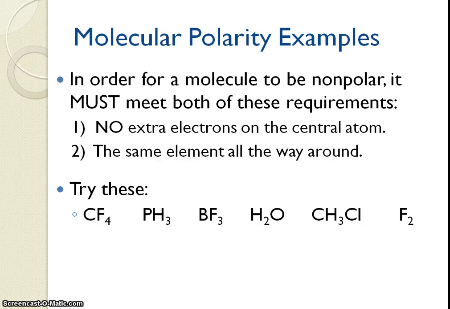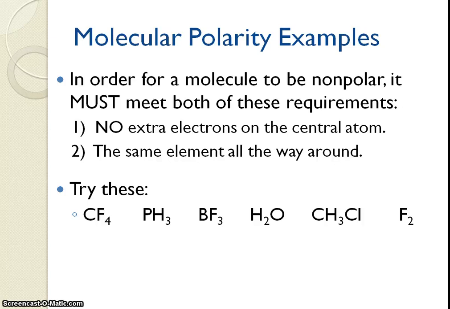For PH3, you have 3 hydrogens, but the P has 2 extra dots on it if you drew it correctly, so it doesn't fit the first criteria, which automatically makes it polar. The electrons are going to get sucked towards that negative side where the 2 dots are. BF3 looks similar to PH3, except boron does not have any extra dots on it. And since it's the same element on the outside, that one is going to be nonpolar. For water, you should have 4 total dots on the oxygen, which makes that one polar.